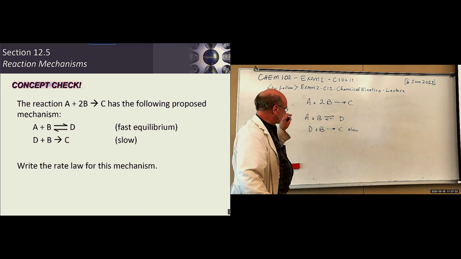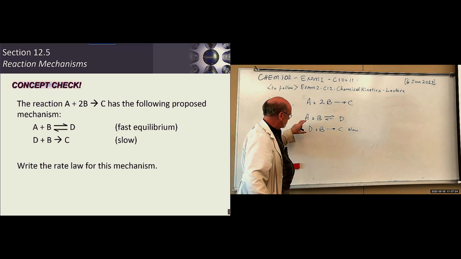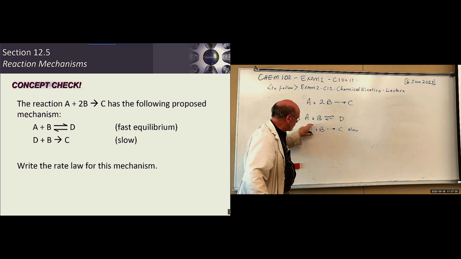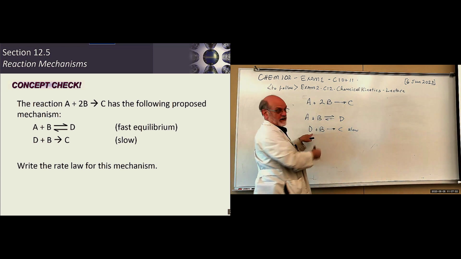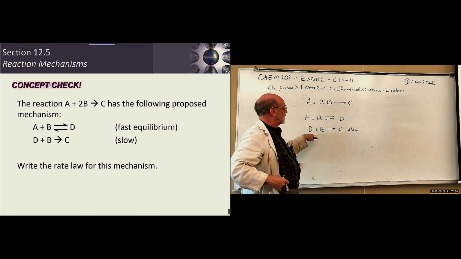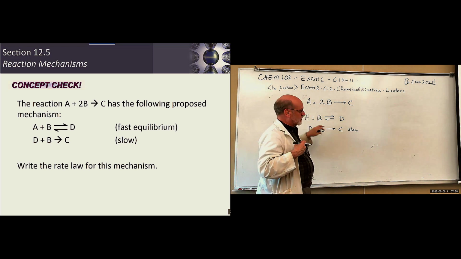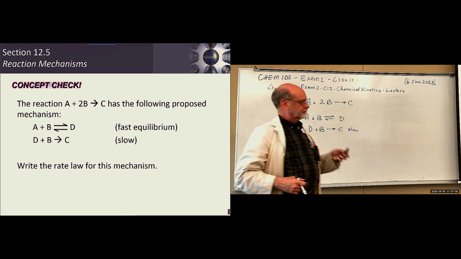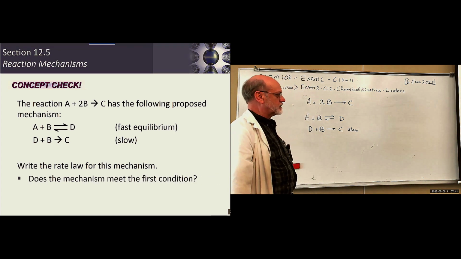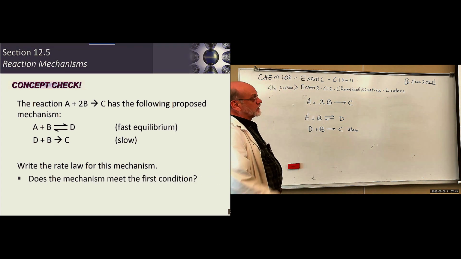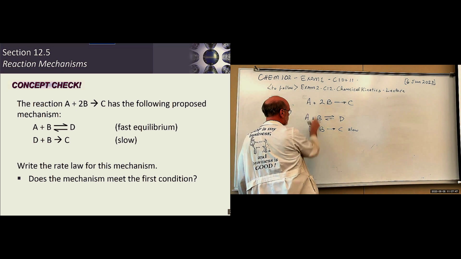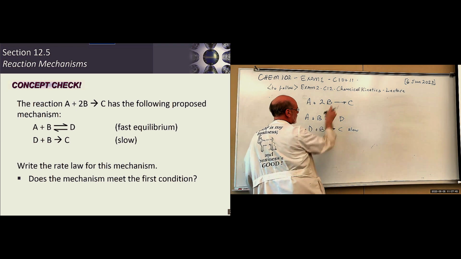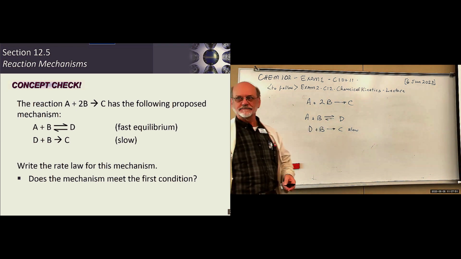So if we can write a rate law for this step, and then somehow get rid of that D, right? Because there's no D up here. So if we write a rate law for this one, then we got to get rid of that D somehow. All right, so the first thing I want to do is say, well, does it meet the first condition? The D's cancel. You got an A here, you got two B's here, and you got a C there. So yeah, it meets the first condition.